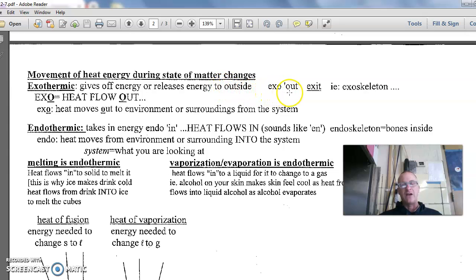When you think of exo, think of the word exit. Exothermic would mean energy has to exit the substance and travel into the surroundings. Exo, where's your exoskeleton? If you have an exoskeleton, it is on the outside. Exo, heat flows out. Exo, heat moves out to the environment or the surroundings.